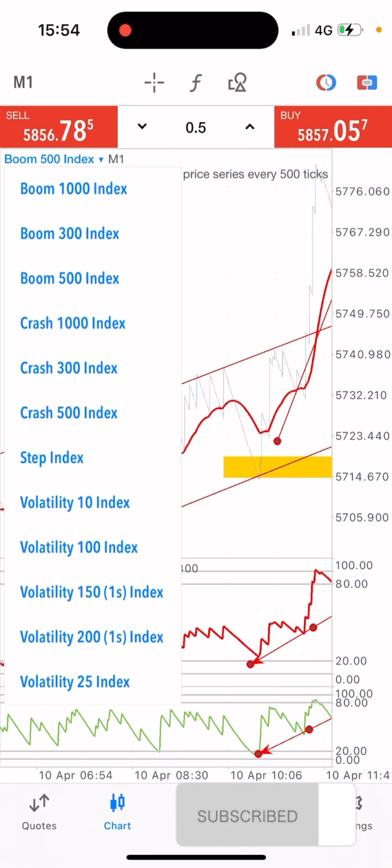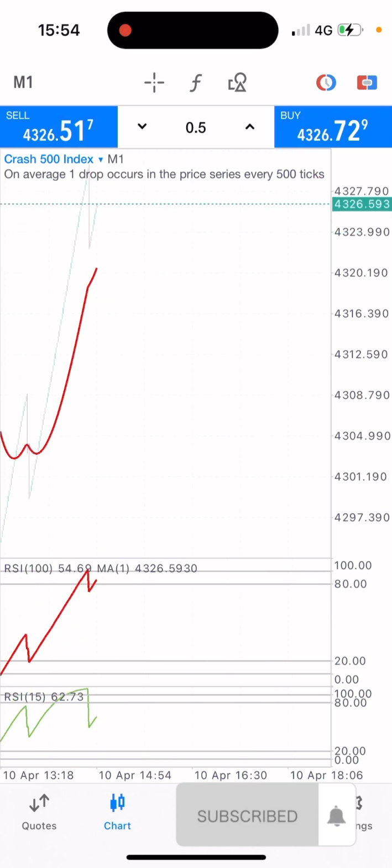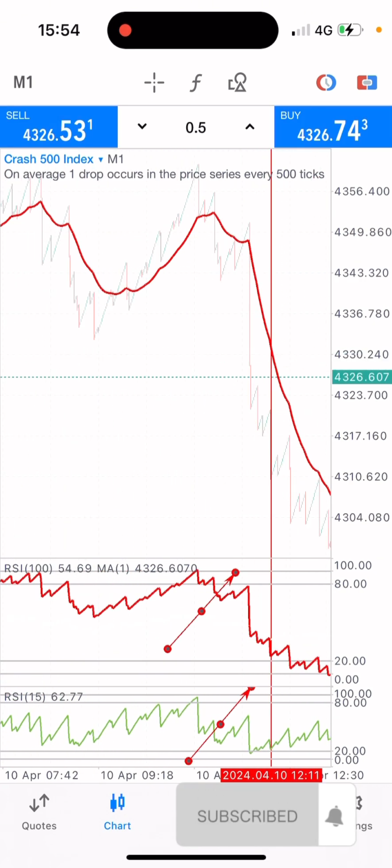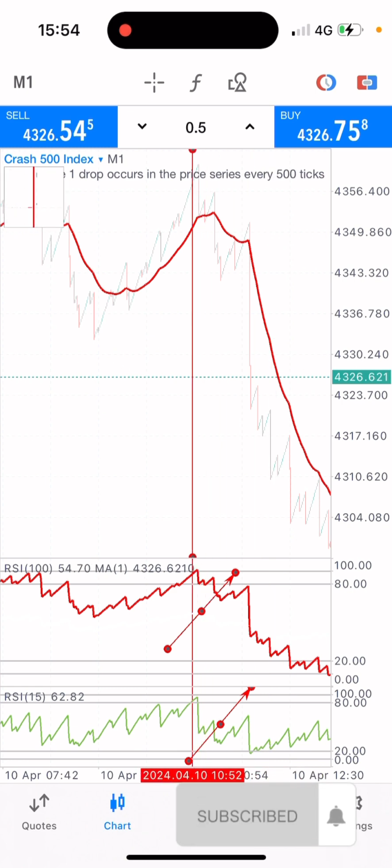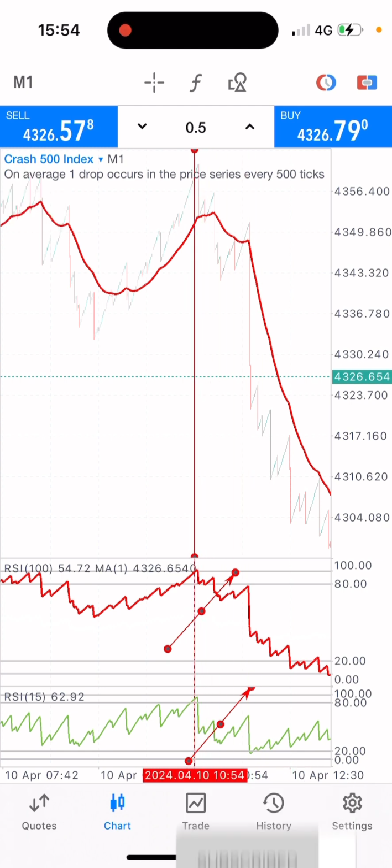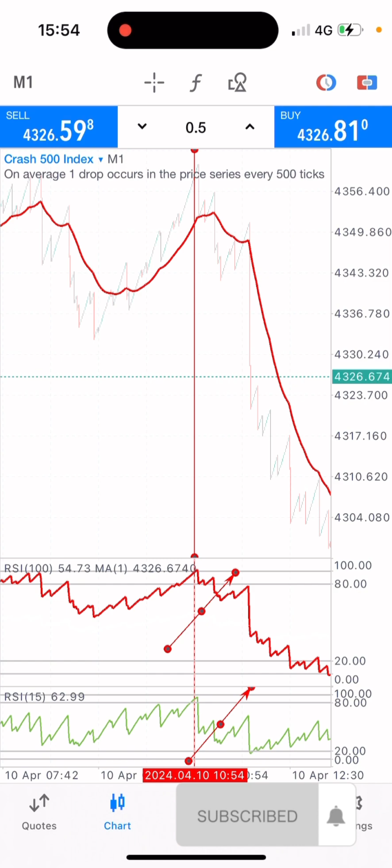All right, so if you go to Boom, we already did that. Crash, what you call it, this is Crash 500. On Crash 500, this is the same thing, guys. All right, look at my vertical line. You see that? You just align like that. You see that is a good money. Okay, that is a good money.